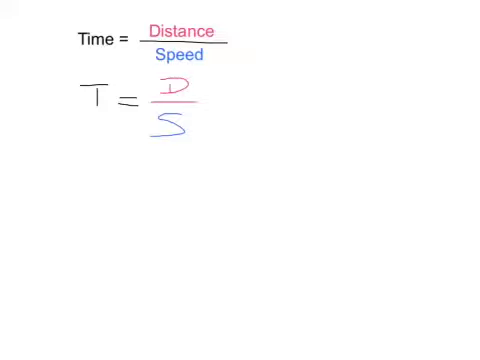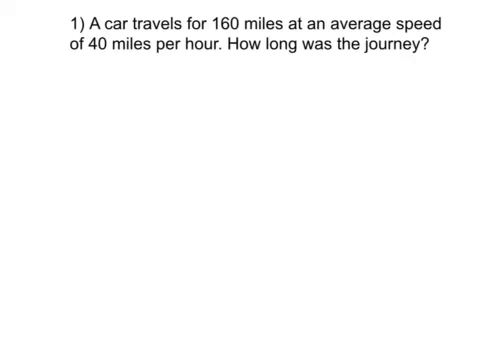So our final relationship between time, distance and speed is time is equal to distance divided by speed, and we can shorten that down to T equals D over S. And I want you to record that formula down in your notes because that's what we're going to be using in today's lesson.